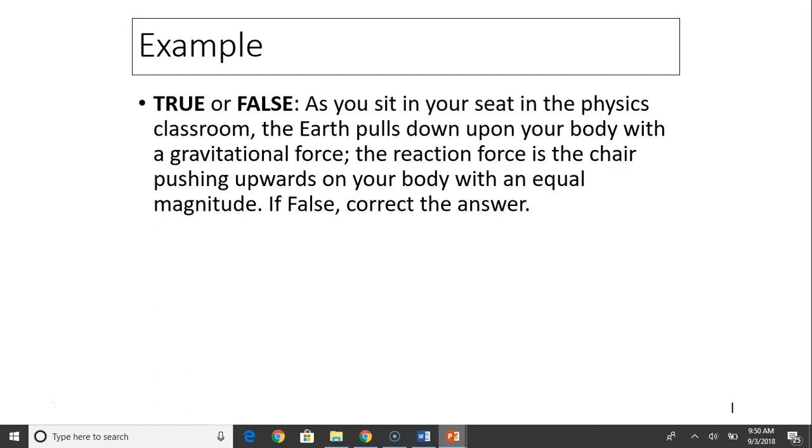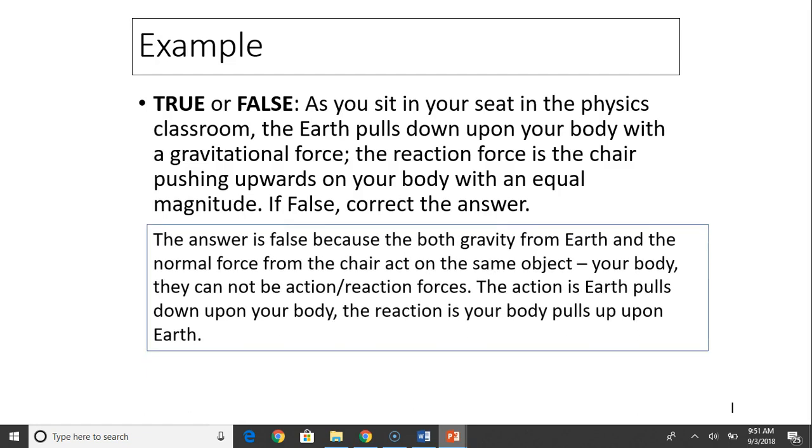Another example, true or false? As you sit in your seat in the physics classroom, the earth pulls down upon your body with a gravitational force. The reaction force is the chair pushing up on your body with an equal magnitude. So we know this is false. This is because both forces are acting on your body. So action reaction are acting on different bodies. Now, if false, correct answer. So what is the reaction force of earth pulling down upon your body? The reaction force is your body pulling on the earth, pulling it up on the earth.